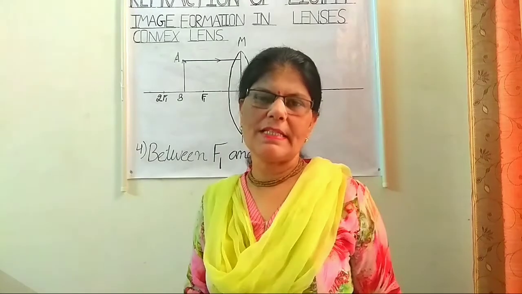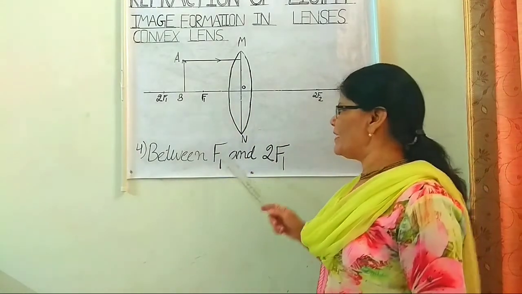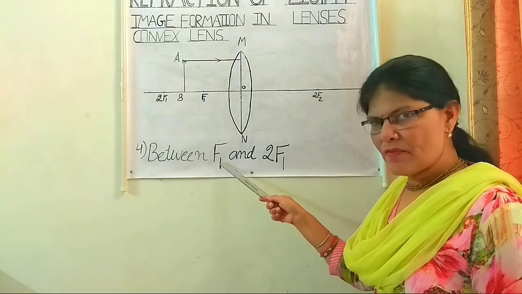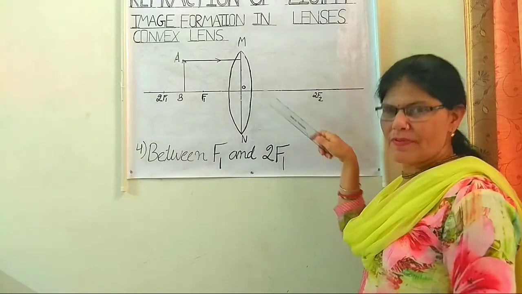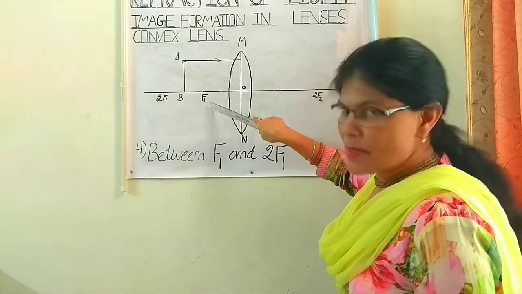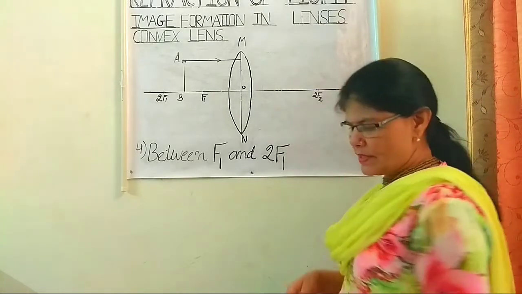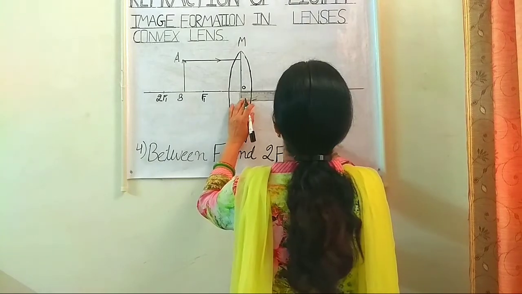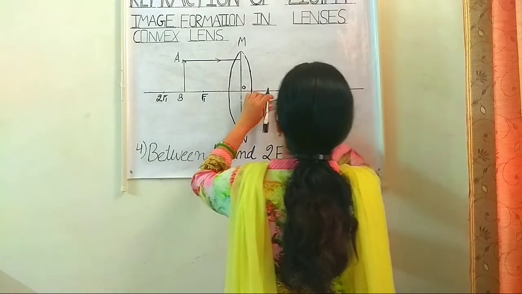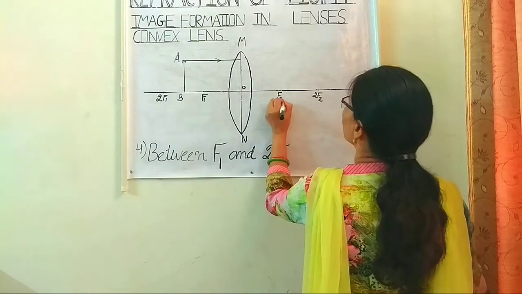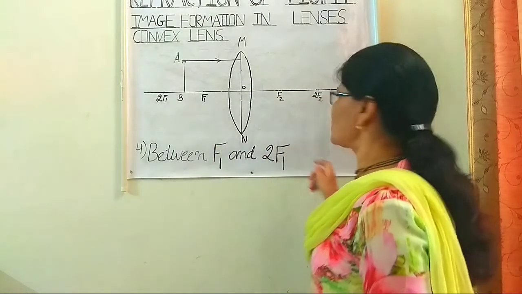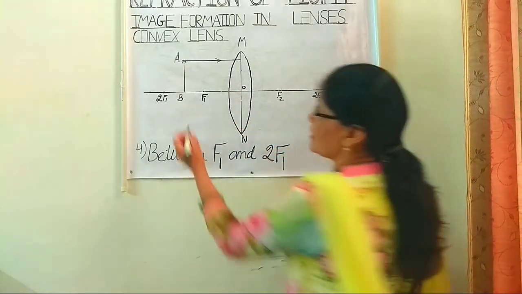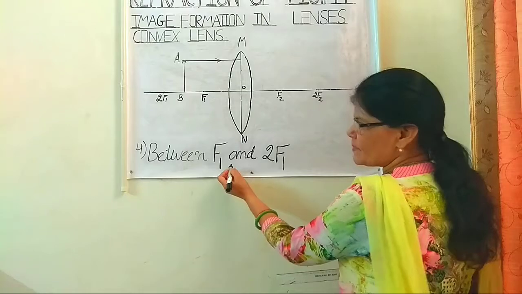Fourth case is when our object is between f1 and 2f1. So this is again our convex lens, and this is principal focus 1, principal focus 2. Here we have to draw. This is principal focus 2. This is 2f1, this is 2f2, and our object is here, AB. This is between f1 and 2f1.